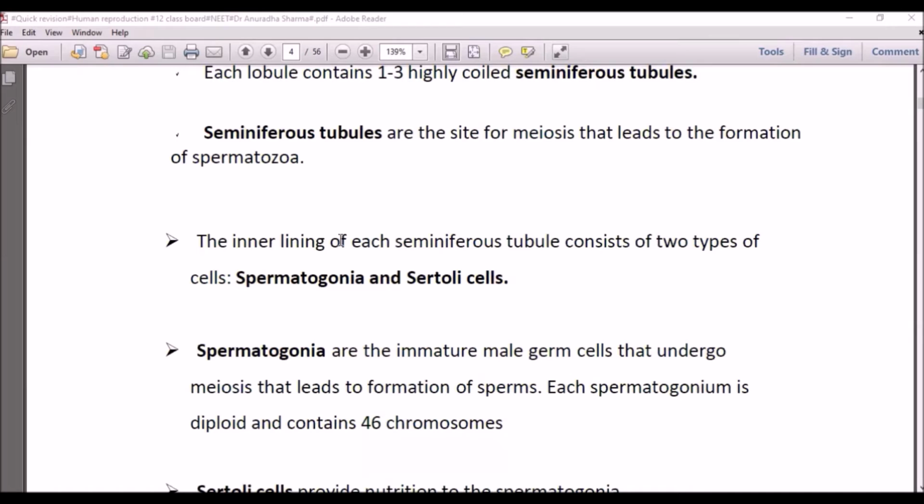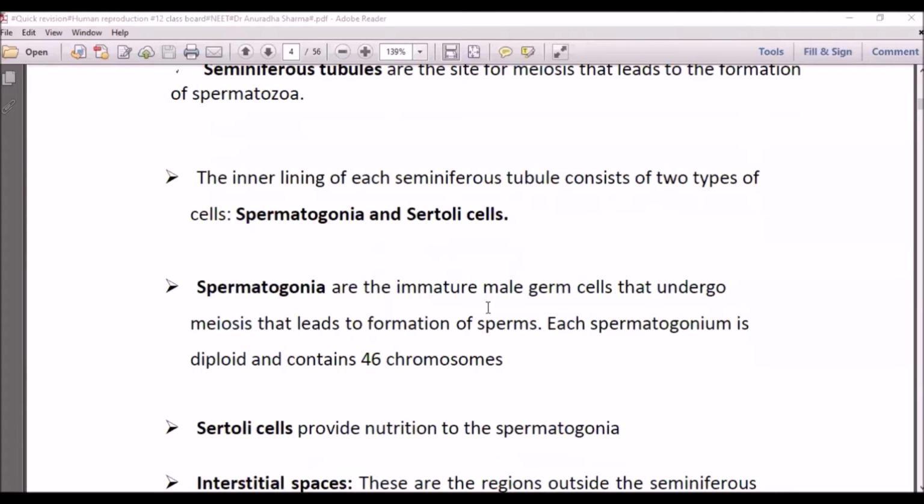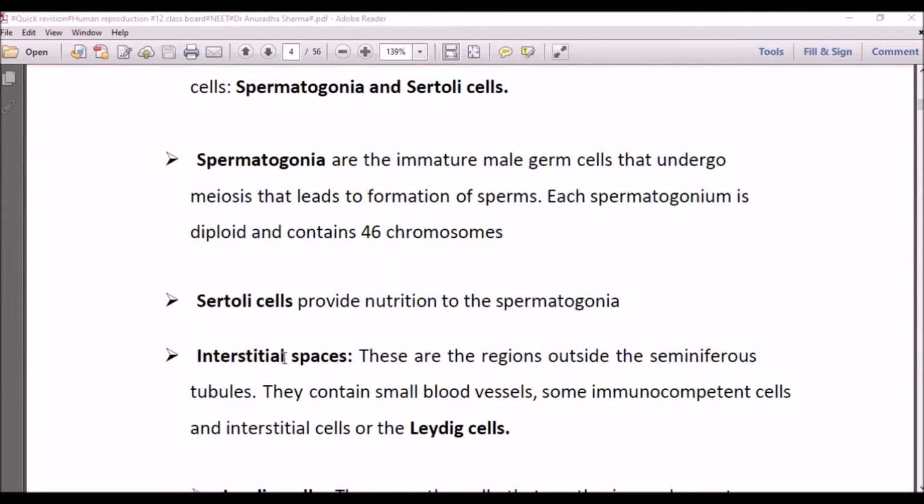Now we know that the inner lining of the seminiferous tubule consists of two types of cell. First is spermatogonia and second is Sertoli cells. So these two types of cell are present in the seminiferous tubule. Now spermatogonia, we know that they are immature male germ cells and they undergo meiosis and finally lead to formation of sperm. So each spermatogonium contains 46 chromosomes and this spermatogonium is diploid.